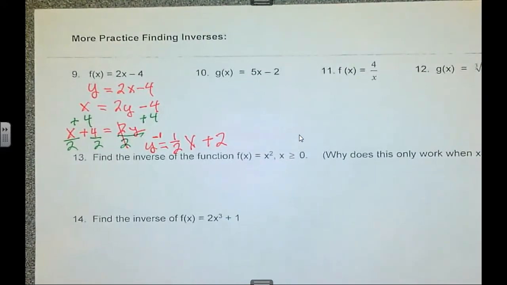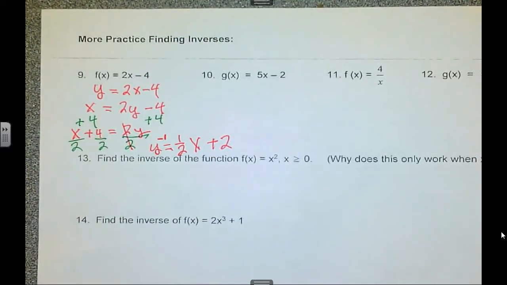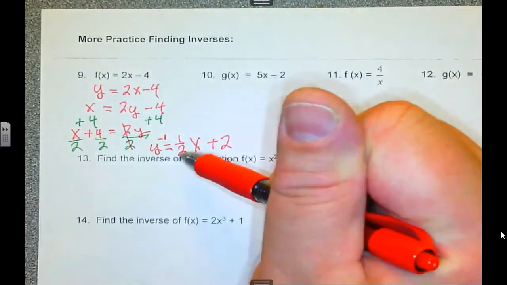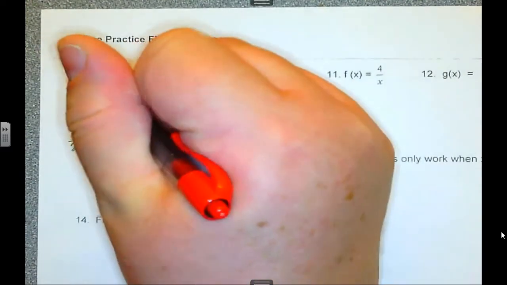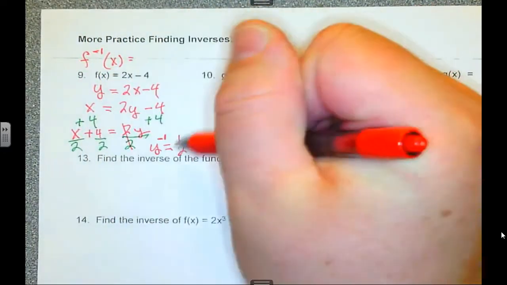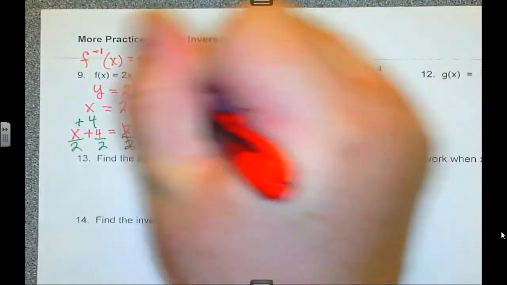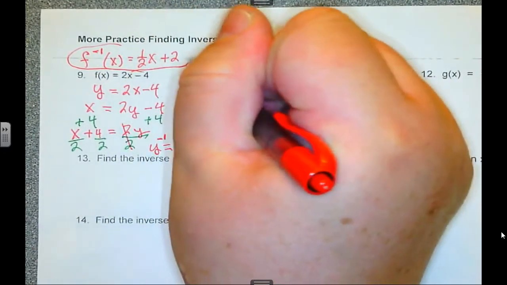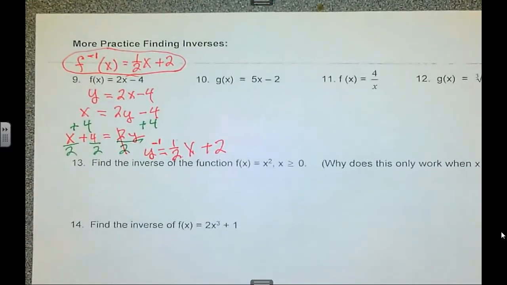Since they gave it to us in function notation, we're going to put it back in function notation, but we're not going to put f of x, we're going to put f inverse of x equals 1/2 x plus 2. It's just because some mathematician decided we need to distinguish these two, so I'm going to put a little minus 1 there. Really, it is.